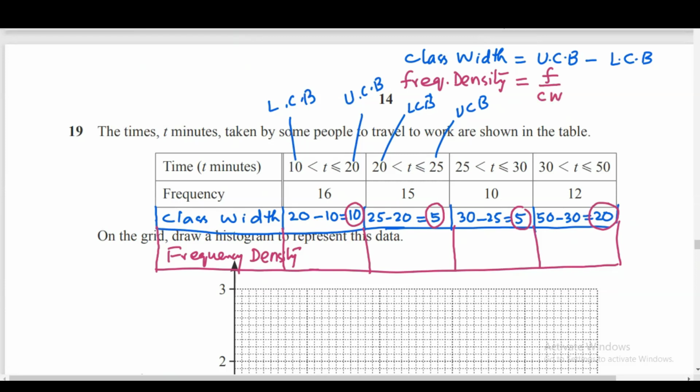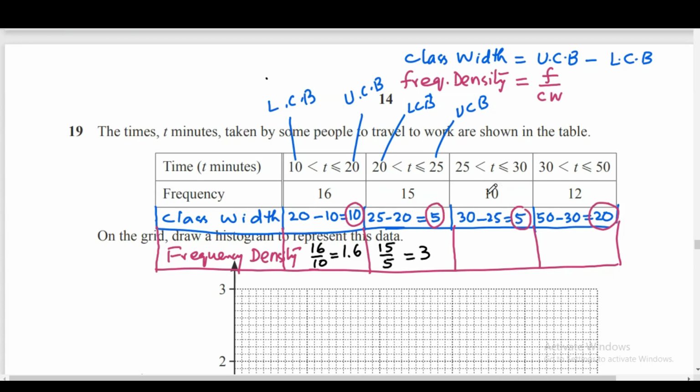So in this case, the frequency is 16 and the class width is 10. So the frequency density will be 16 over 10, which is 1.6. And the frequency density for the next class is 15 over 5, because frequency over class width is the frequency density. So the frequency density will be 3.